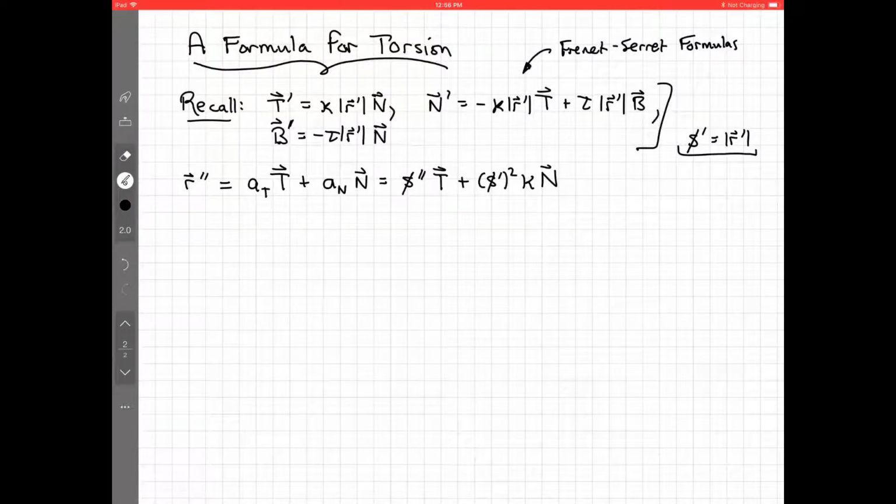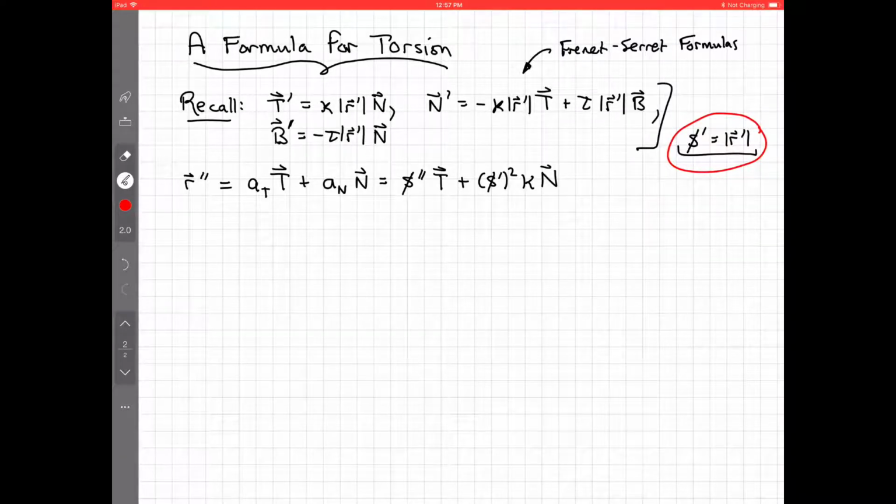As a supplement, let's derive this formula for torsion that computes torsion in terms of a triple scalar product of the first three derivatives of r and the cross product. So as we'll recall from a previous video, we have the Frenet-Serret formulas for the derivatives of the tangent, normal, and binormals. Also recall again that if we take the derivative of the arc length function, that's the same thing as the length of r prime.